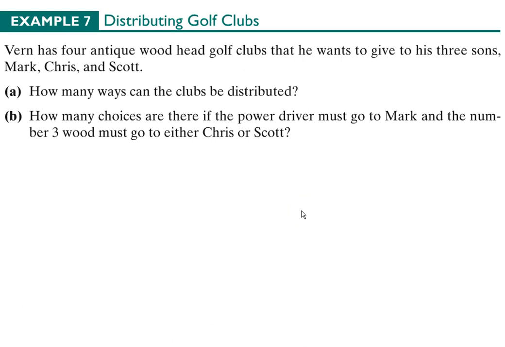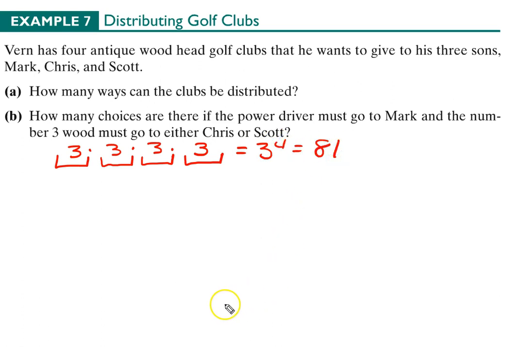Well, there are 4 clubs. So, again, for A, 4 clubs. And there's 3 choices for each. So 3 times 3 times 3 times 3, again, is 3 to the 4th, which is 81 different ways.